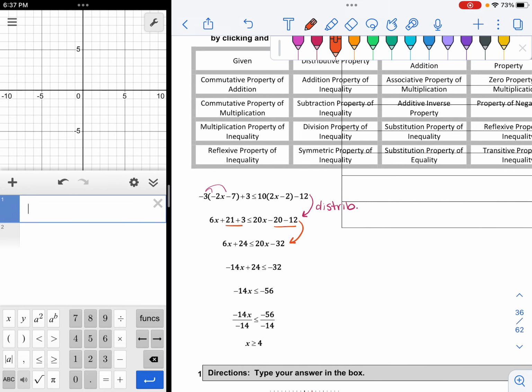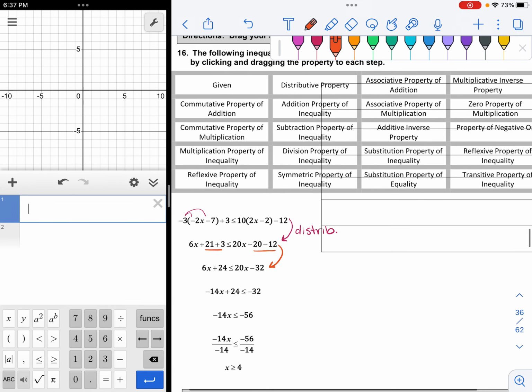Whenever you combine your like terms, you're actually doing the addition. You're combining 2 things. That's going to be our substitution property of inequality, because we are looking at an inequality. All right, next I see that they moved the 20x to the other side. They subtracted 20x from both sides. Because we subtracted from both sides, that would be your subtraction property of inequality.